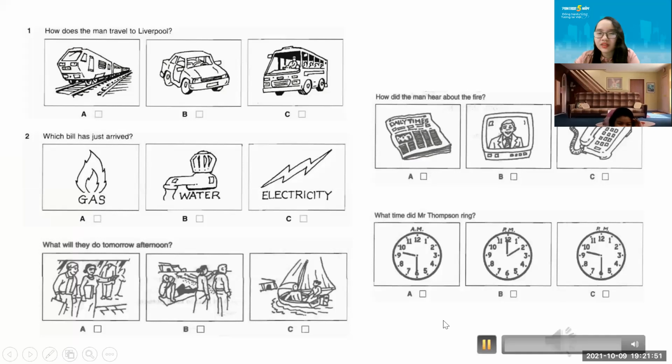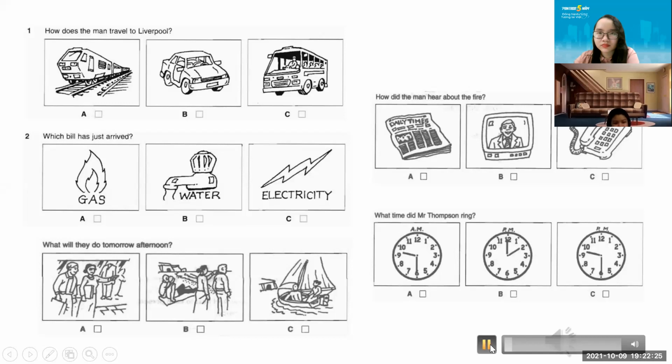Now we are ready to start. To hơn chưa? Look at question one. Okay, cố gắng lên thông cảm đi. One. How does the man travel to Liverpool?